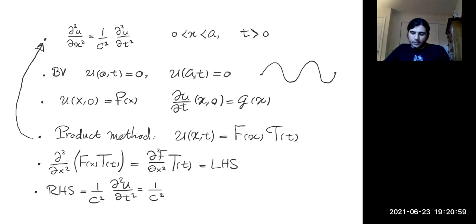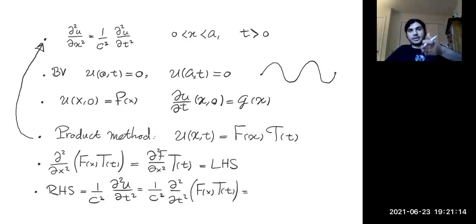What is the derivative of u with respect to time? Well, again, if we write down what we have for u, which is f of x T of t, the derivative with respect to time only acts on the function T. It doesn't do anything with function f because it's not a function of t. It's like a constant, or in other words, the derivative of f with respect to t is 0. So we would have f of x over c squared, second derivative of T with respect to t.